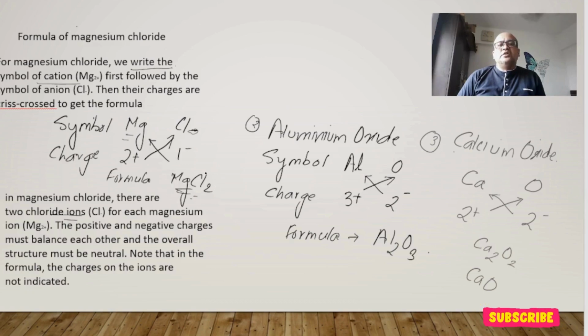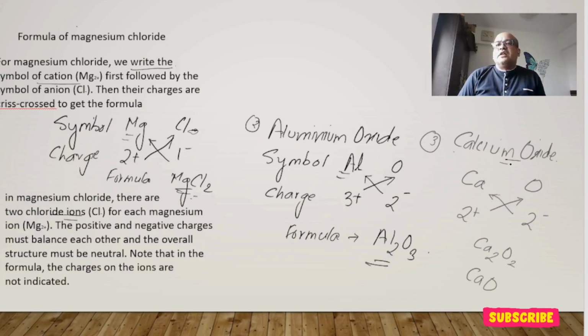The structure is neutral. What we need to note is that the charges on the ions are not indicated. Right? We need not indicate the charges on the ions. Let us take the example of aluminium oxide. Write down the symbol, aluminium, and then the oxide. Write down their charges, 3 plus and 2 minus, crisscross them. Okay, so this 3 will go down here, this 2 will go down here, and what we get is Al2O3.